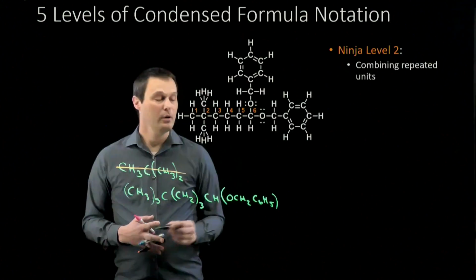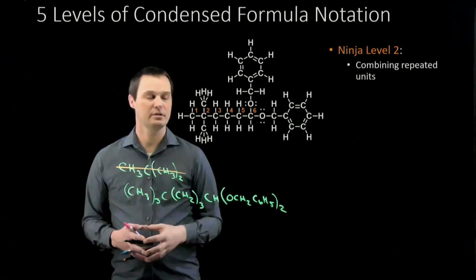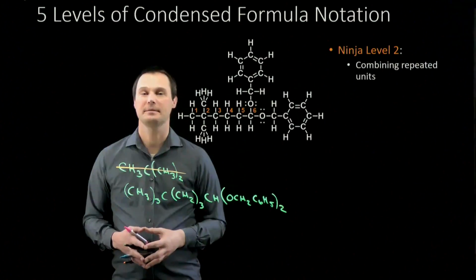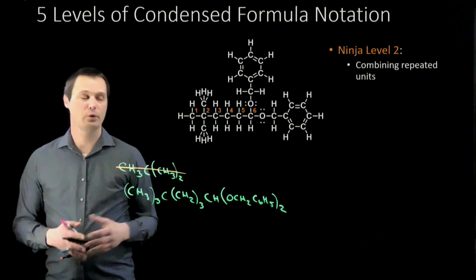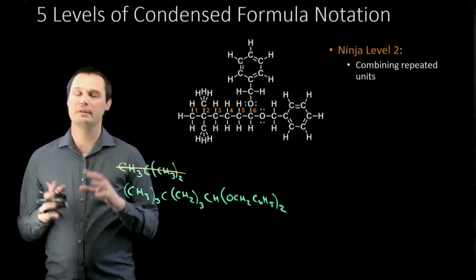There are 2 of them. We can then take this parenthesis and write the subscript 2. There are 2 of these oxygen substituents attached to carbon number 6. And this is the condensed formula for this molecule, much shorter than the previous one because we were able to combine like groups into one set of parentheses.